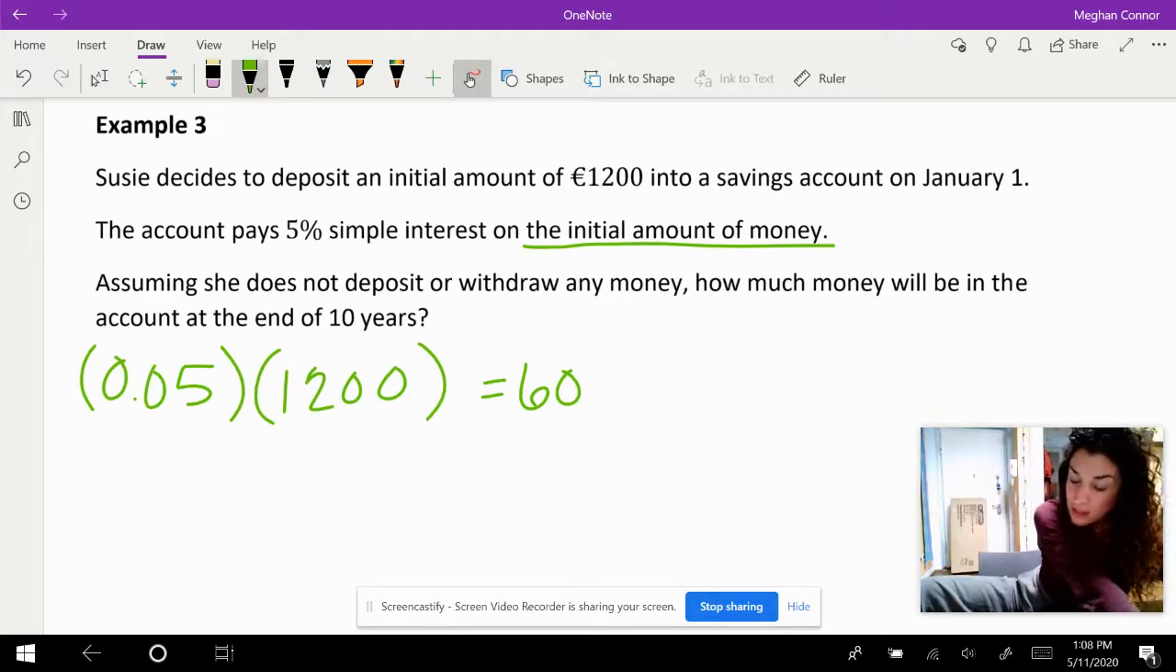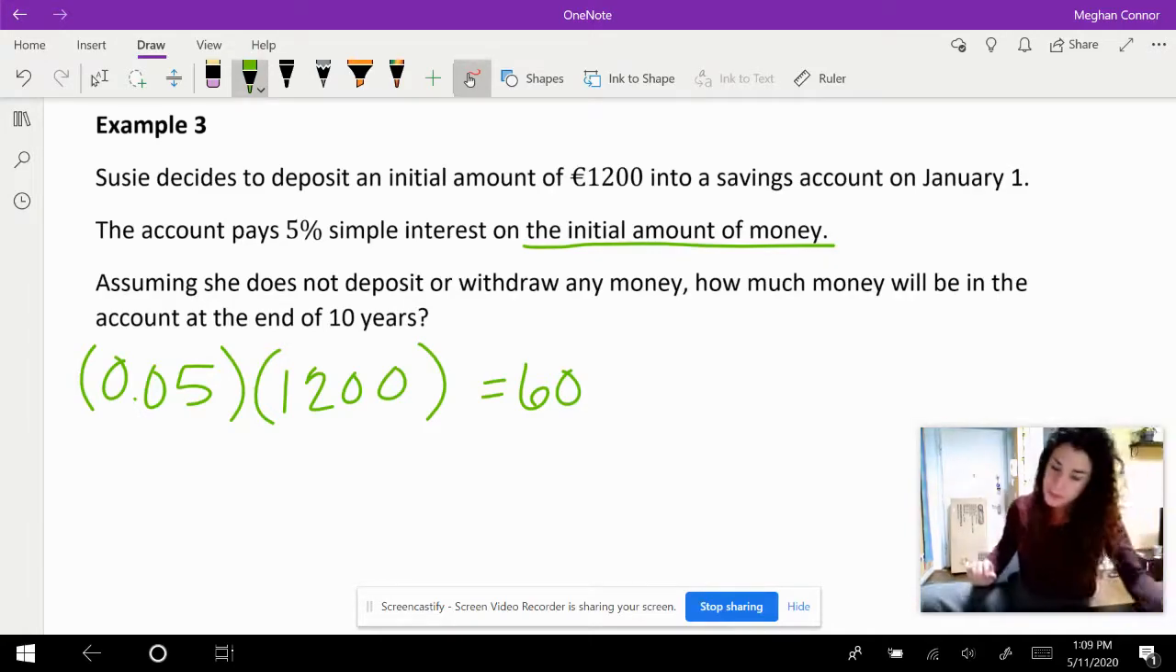I want you to go ahead and start making a table of the values. What will the first term be? Your first one is 1200, and then your second term is going to be adding in that 60. Yeah, it's every year.